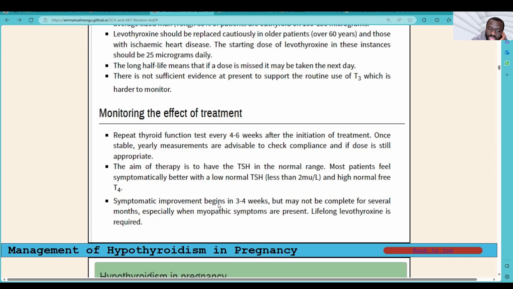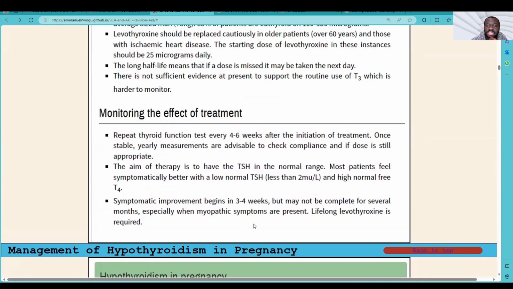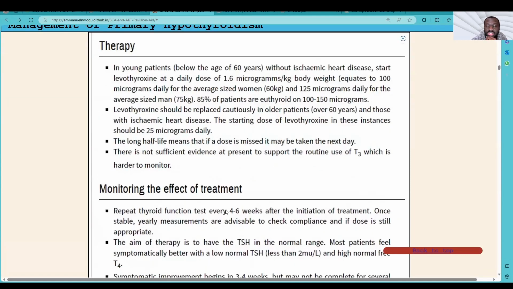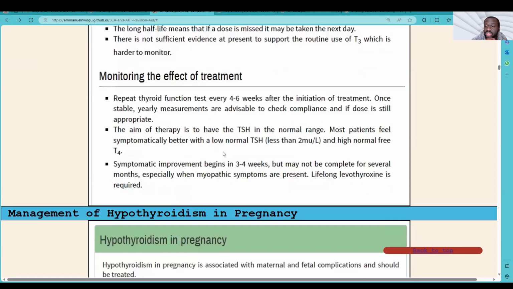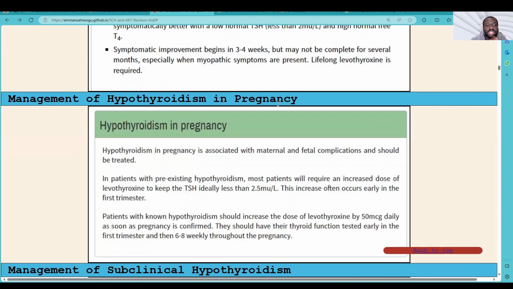Symptomatic improvement begins in 3 to 4 weeks, but may not be complete for several months, especially when myopathic symptoms are present. Lifelong levothyroxine is required. Usually once a patient has hypothyroidism, you start them on levothyroxine. Most of the time, it's going to be lifelong, especially in primary hypothyroidism. Now, how do you manage hypothyroidism in pregnancy?